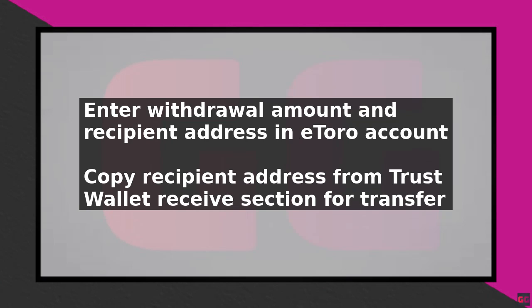The recipient address is the address of your Trust Wallet. To find this address, open your Trust Wallet and navigate to the Receive section. Choose the cryptocurrency you want to receive and copy the address. Go back to your eToro account and paste the address into the recipient address field.